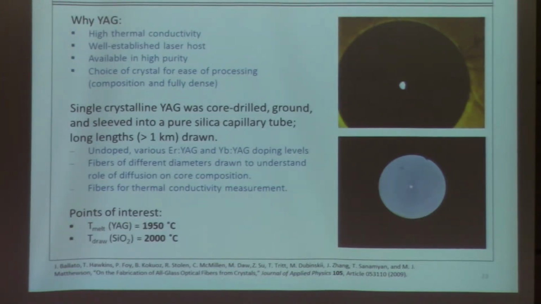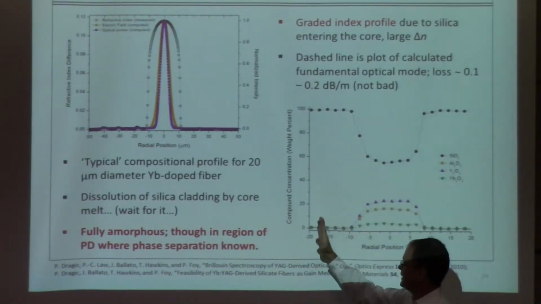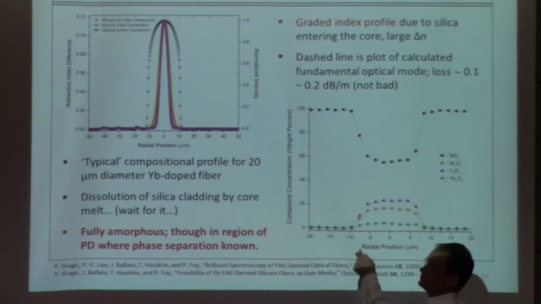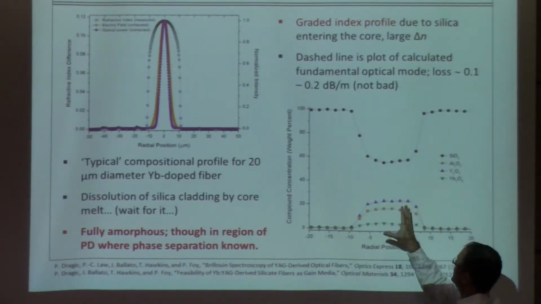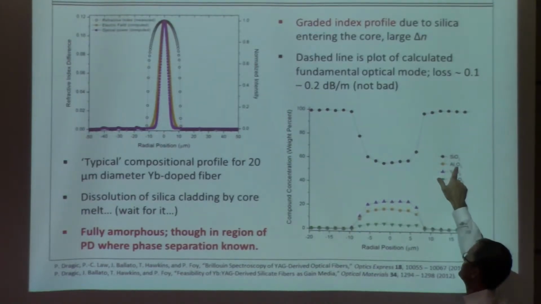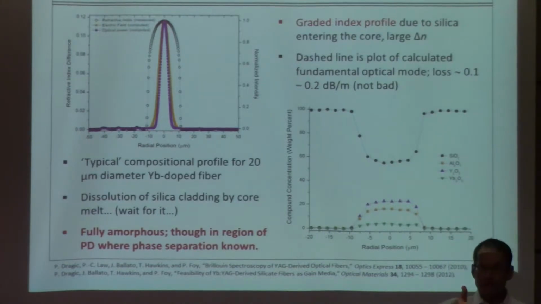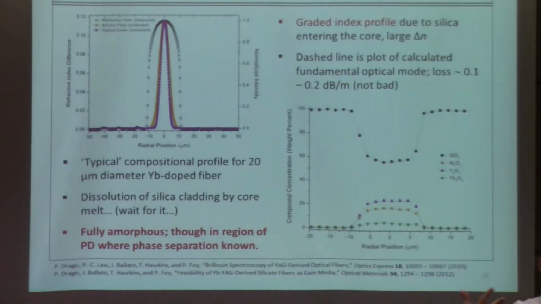But what does it do? It's got this kind of strange composition, don't worry about that. But here's the composition. So the cladding is out here on the sides. This is a compositional probe. So the cladding, that periphery, is pure silica, what we expected it to be because it was a silica tube. The center has the yttrium and, don't worry about the ytterbium, the yttrium and the alumina from the YAG, but obviously it also has silica, which wasn't there in the crystal. So the silica obviously dissolves in from that glass.